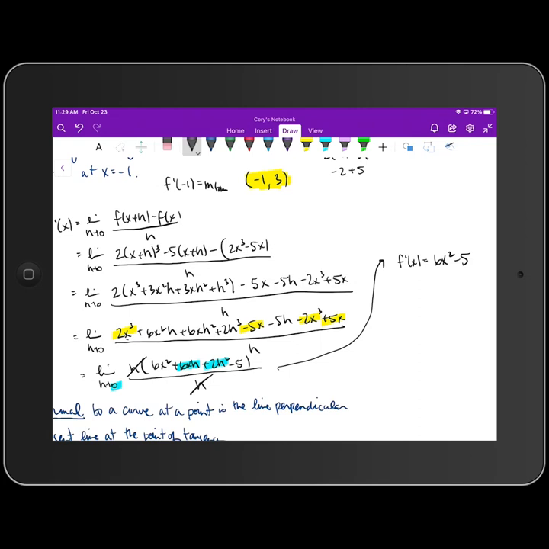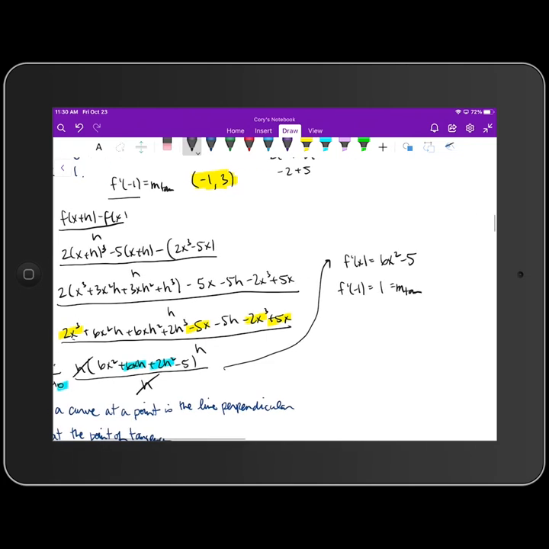Okay, now we want to calculate the slope of our graph at negative 1. So f prime of negative 1. When I plug negative 1 in the place of x, that's negative 1 squared, which is 1 times 6, which is 6 minus 5. That makes f prime of negative 1 equal to 1. And that's the slope of my tangent line.